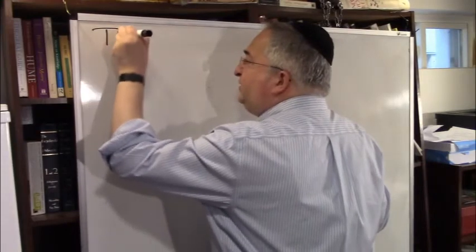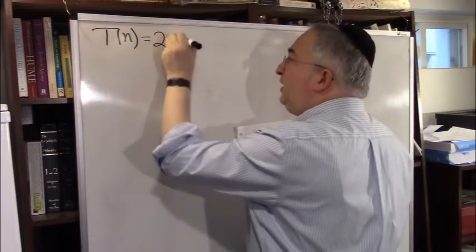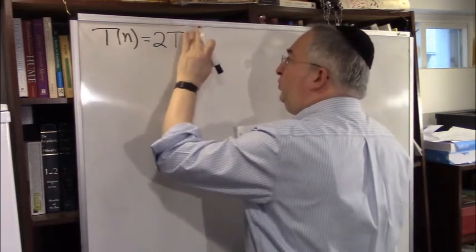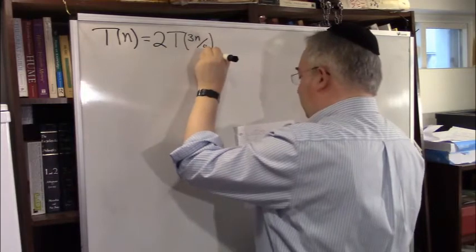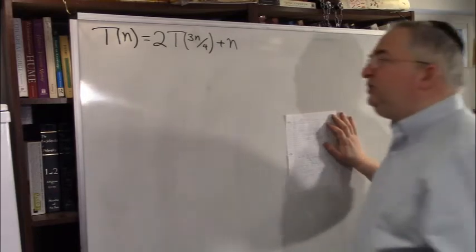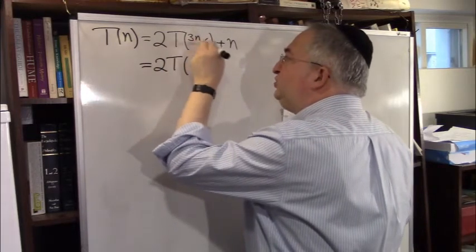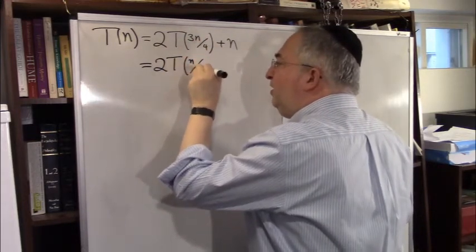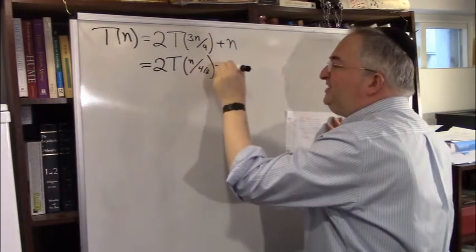Okay. One more example. Now obviously this is going to be the most complicated one we're going to see. This is equal to 2, each one has 2 children, of t of 3n over 4, plus n. Okay. I'd like to rewrite this, and you'll see why in 2 minutes. This is equal to 2 times t of, instead of writing this as 3n over 4, I'm going to write this as n divided by 4/3. Okay, the reciprocal of 4/3 is 3 over 4, of n, plus n.